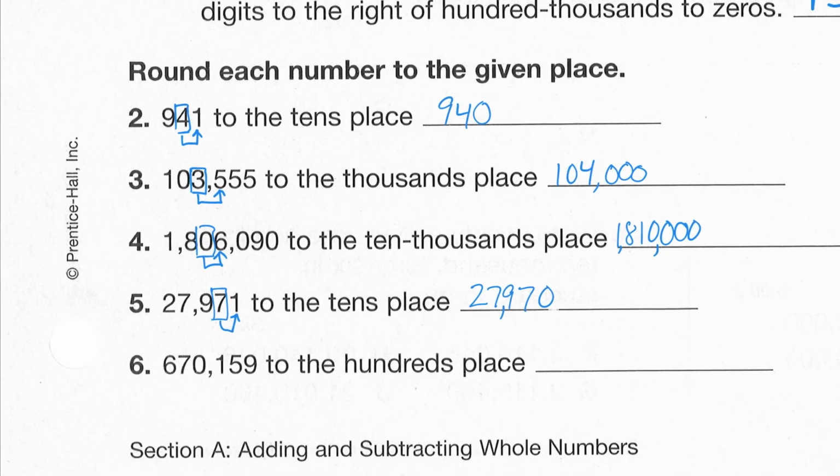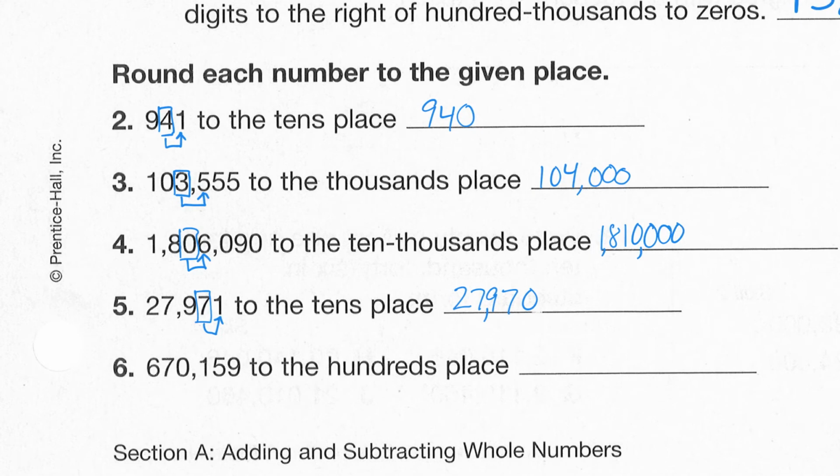And we have one more. 670,159 to the hundreds place. Well, let's find the hundreds place. That's ones, tens, hundreds. I'm going to put a box around that. I look to the number to the right. That's 5 or more. That means the 1 is going to get bumped up to a 2.